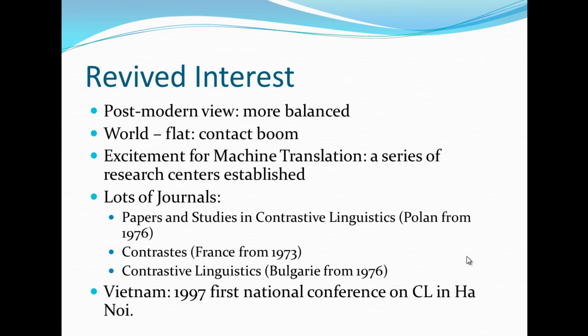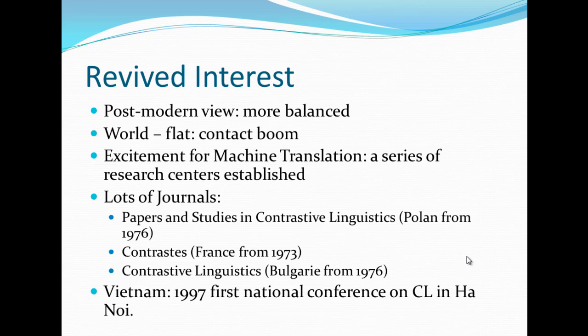Then at the end of the 1990s and later, during the early 2000s, the Ministry of Education and Training made contrastive linguistics a must in the training curriculum of all foreign languages, whether you do French, Russian, Chinese, Japanese, or English. You have to learn contrastive linguistics. Why? Because there has been growing demand again for comparing and contrasting languages.